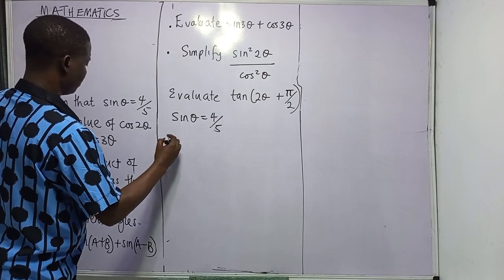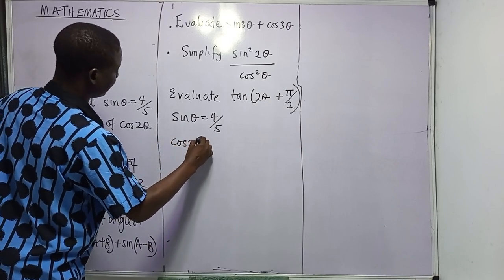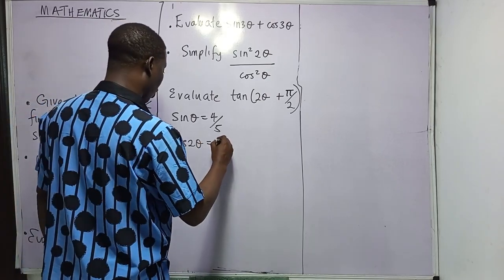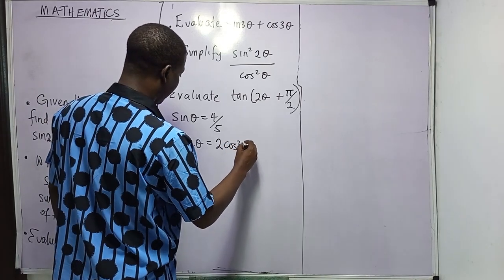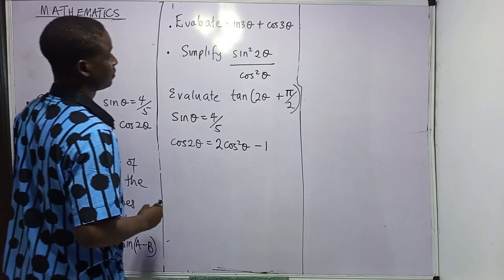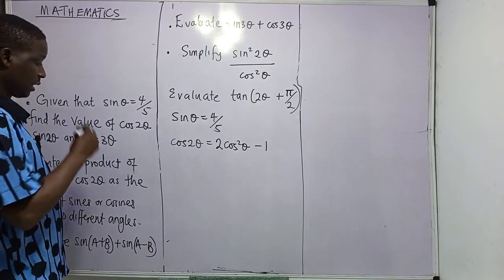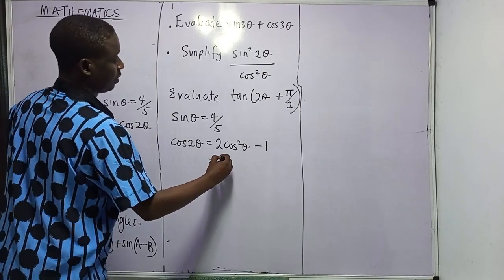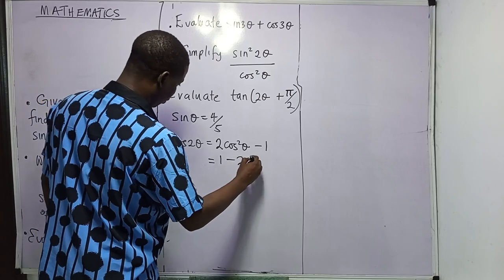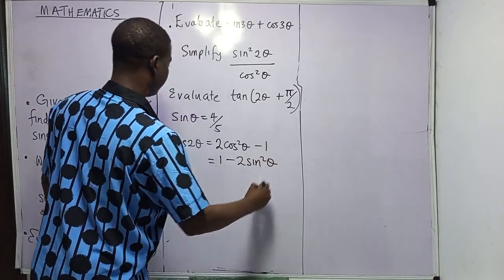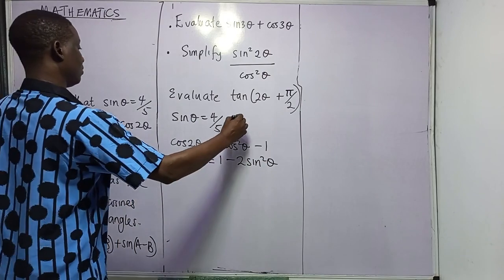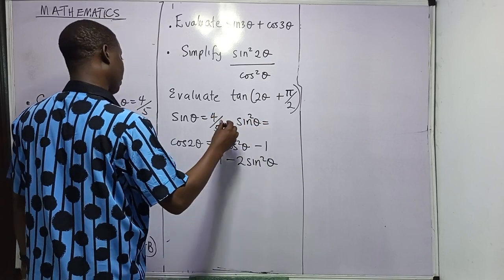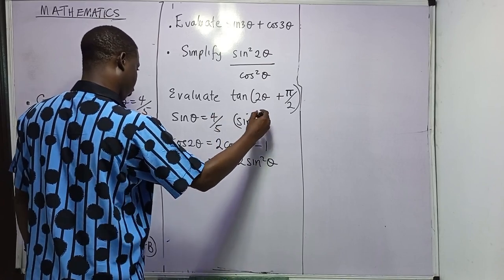So we now say cos 2 theta is the same as 2 cos square theta minus 1. If you agree, we also say it is the same as 1 minus 2 sin square theta. So I prefer to use this one. Remember that sin square theta is the same thing as sin theta all square.